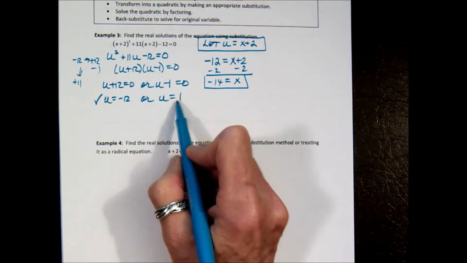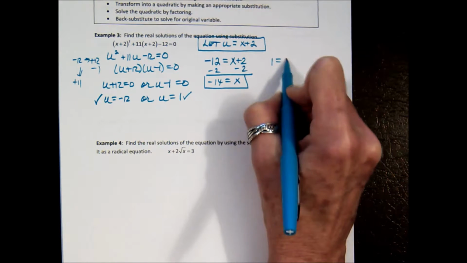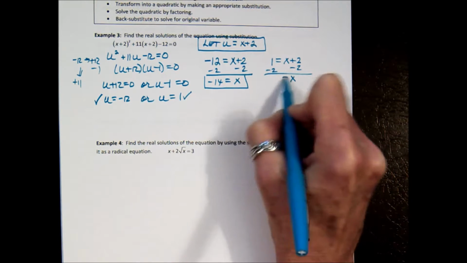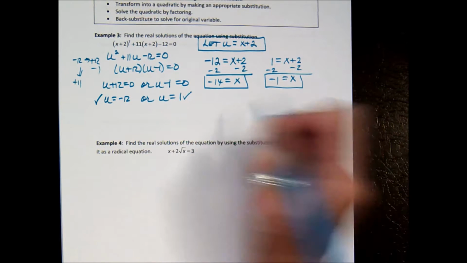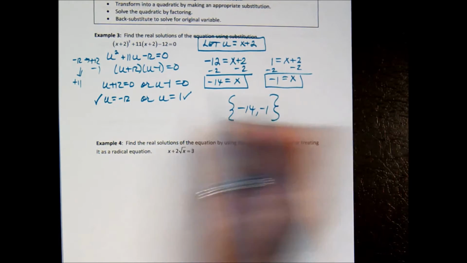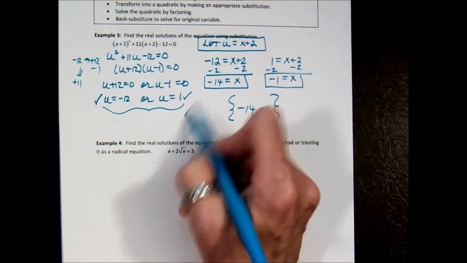Or u could be 1. So I'm going to put a 1 in for the u. 1 equals x plus 2. Subtract the 2 and I get x equals negative 1. So my solutions are actually negative 14 and negative 1, not negative 12 and 1. I just used those to find my x.